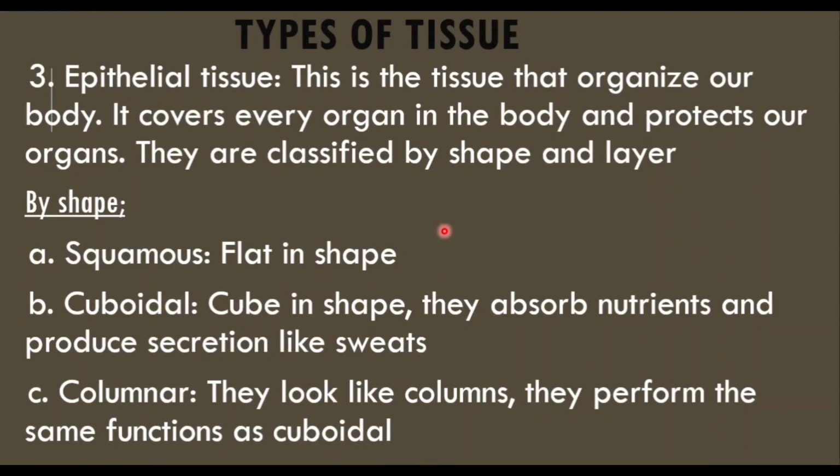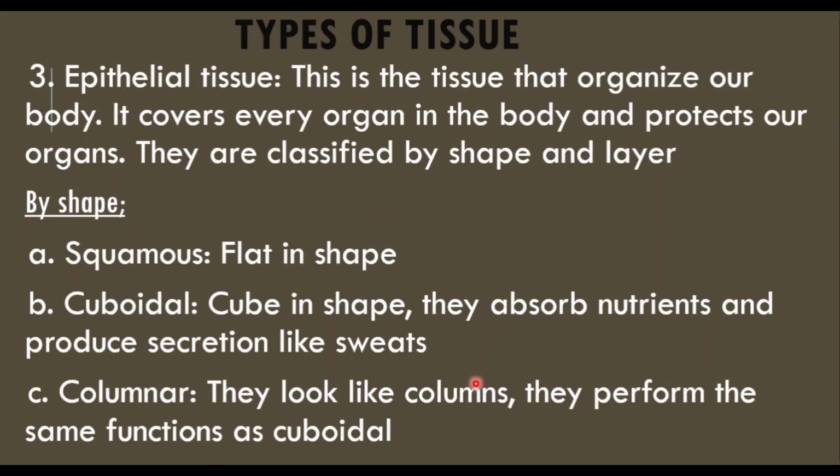Another type of tissue, the third type, is epithelial tissue. This is the tissue that organizes our body. It covers every organ in the body and protects our organs. They are classified by shape and layer. So by shape, we have 3. We have the squamous, meaning flat. We have the cuboidal, meaning cube. And we have the columnar, meaning column. So that is their shape. Epithelial tissue can either be flat, cuboidal or look like a cube in shape, or look like a column in shape.